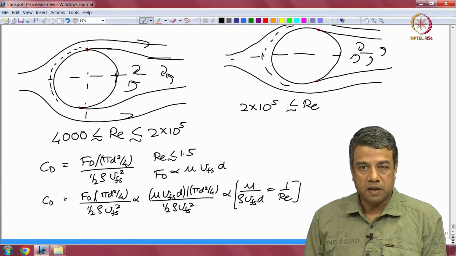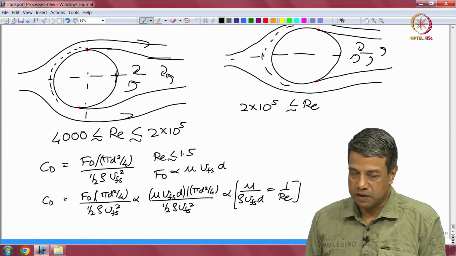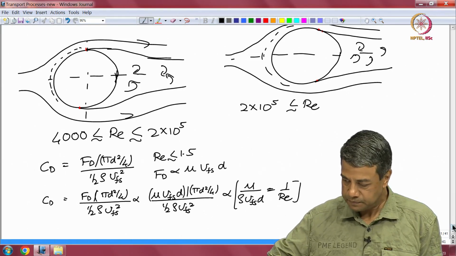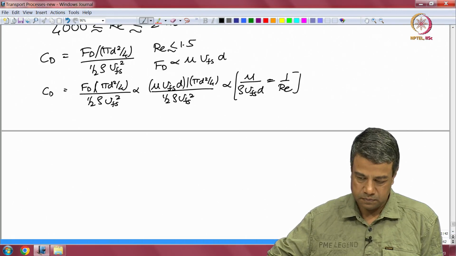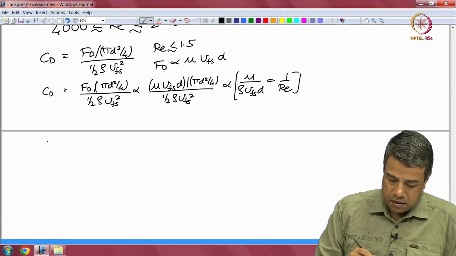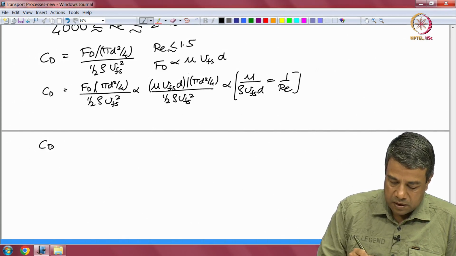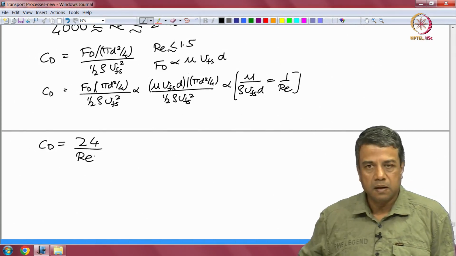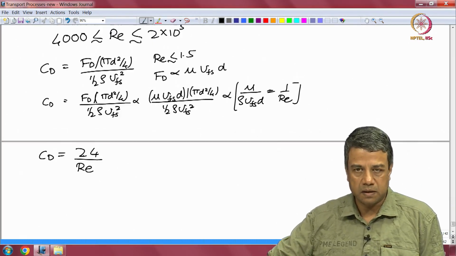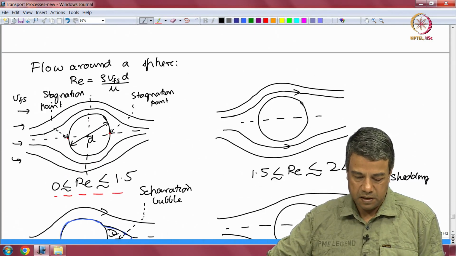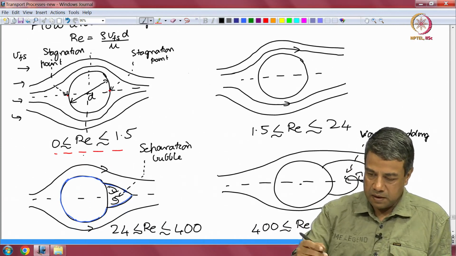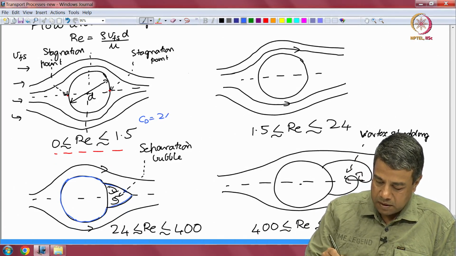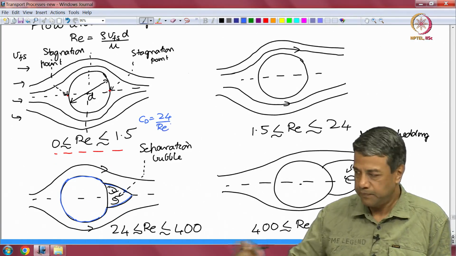So, the drag coefficient has to be proportional to 1 over the Reynolds number in the low Reynolds number regime. A detailed calculation will show you that the constant is actually 24 by Re. The constant is actually 24 by Re in the low Reynolds number regime. So, in this particular case, for low Reynolds number, the drag coefficient is equal to 24 by Re.